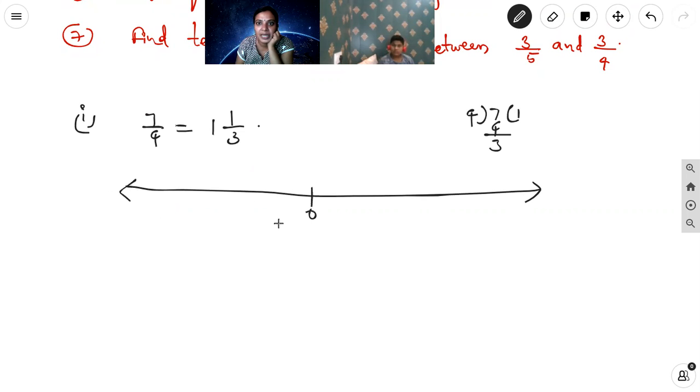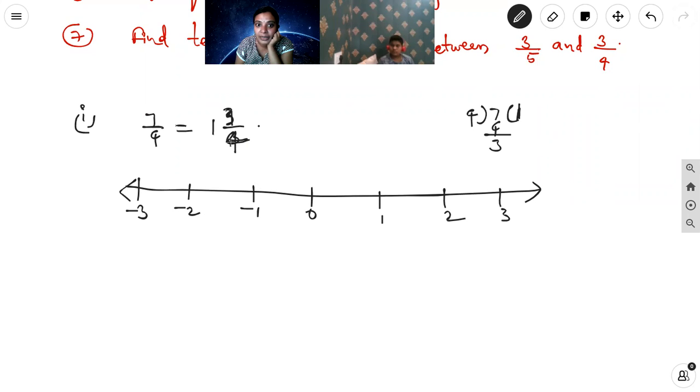0 is on the number line and 1, 2, 3 like this. Here minus 1, minus 2, minus 3. In general, the number line is like this. Here, how many parts are there? Here 1 and 3 by 4. Sorry. Here 1 is the quotient, 3 is the remainder, divisor is 4.